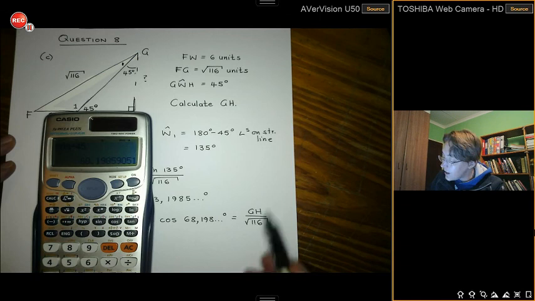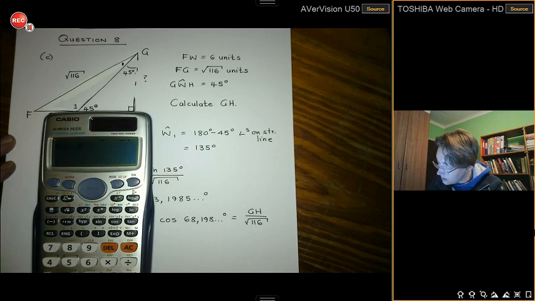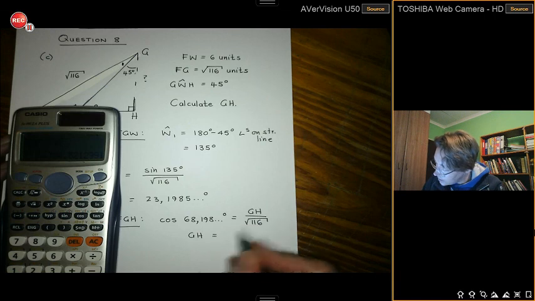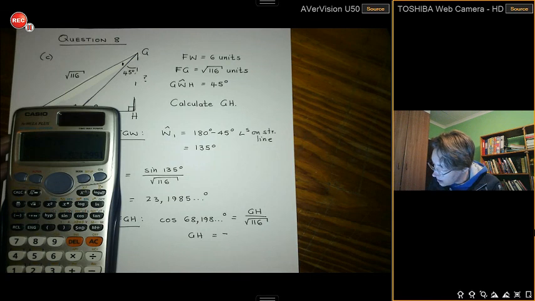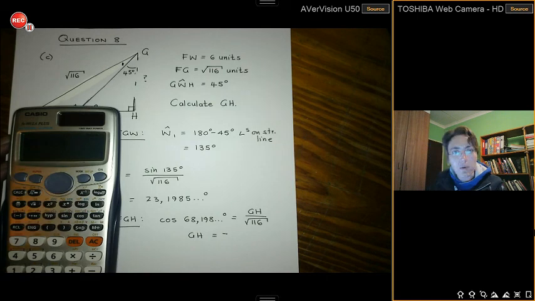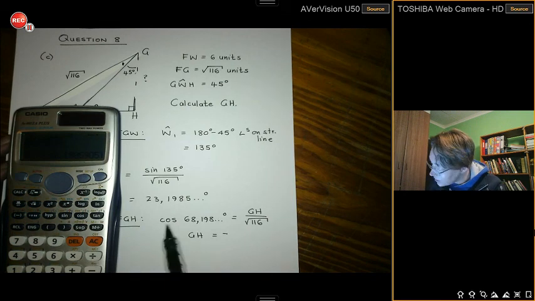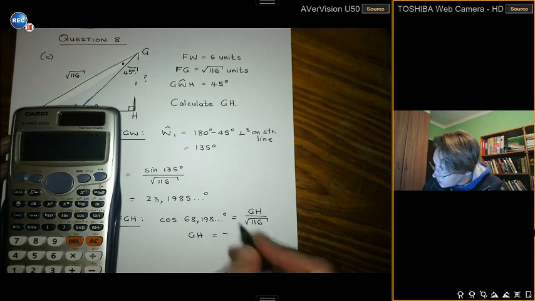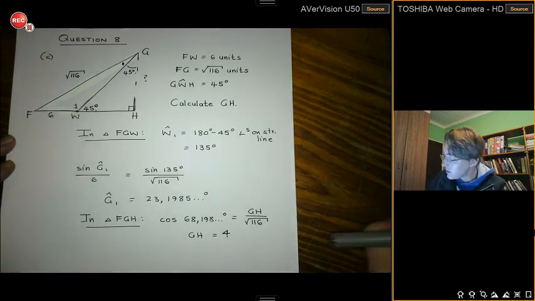And then I can just say, oh, so GH is going to be equal to the square root of 116 times this, which means GH is then equal to 7. Did I do something wrong there? I think I forgot to do the cosine. Let's just first divide by the square root of 116. Sorry, the value was very big, and then suddenly I went like, I think something's wrong. Yes, I forgot to do the cosine. So I have to do the cosine of that angle first, and then multiply by that square root of 116. So that means GH is going to be equal to exactly 4 units.